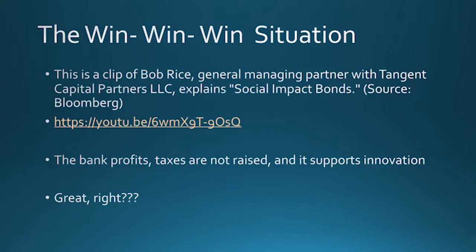Let's discuss the win-win-win situation. You're going to be watching a clip of Bob Rice. He is the general managing partner with Tangent Capital Partners in New York City. He explains how social bonds are just the best solution to a lot of our social problems ever. What he says, and you'll see, is that the bank profits, taxes are not raised, and it supports innovation. Of course, we can't leave innovation out. So this is great, right? Watch this clip.